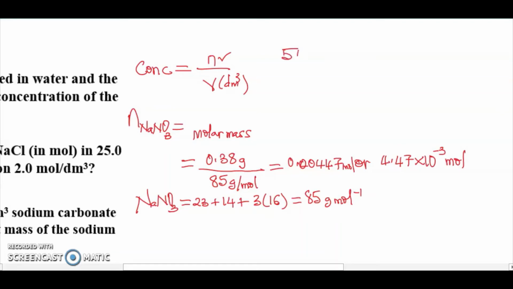So 500 cm cube divided by 1000 gives us 0.5, and the volume now is in dm cube. So that is the volume we're going to use. Now, what is the concentration?